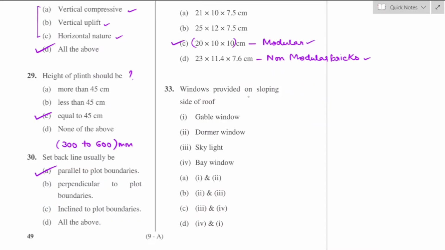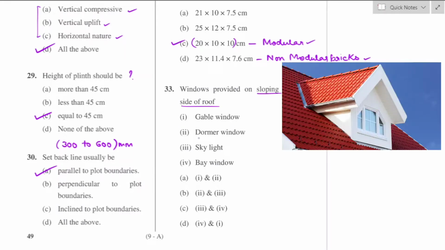So this size is for modular bricks and this is for non-modular bricks. Question number 33. Windows provided on sloping side of roof. A vertical window built on a sloping side of a pitched roof as a source of light and ventilation and to provide habitable space in the pitched roof are called dormer windows.